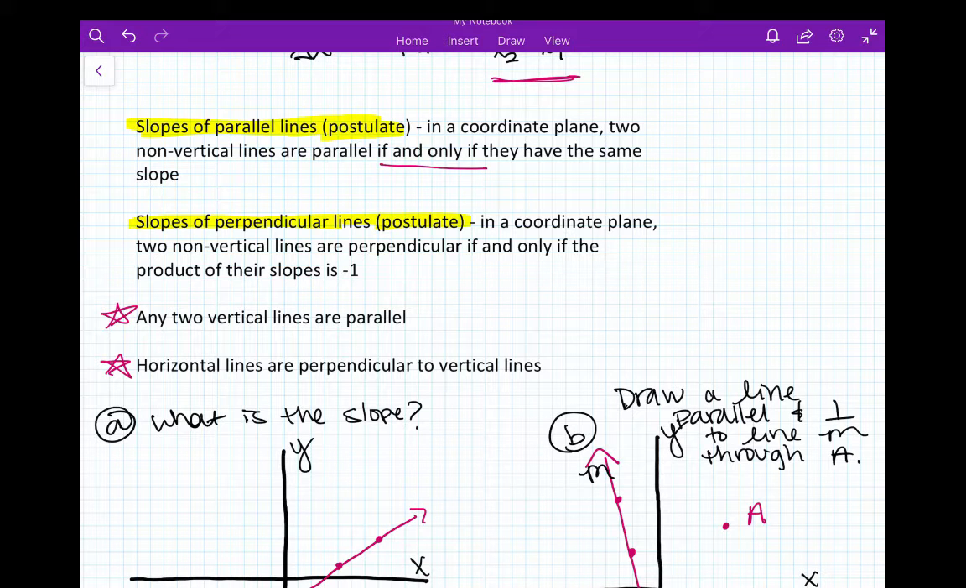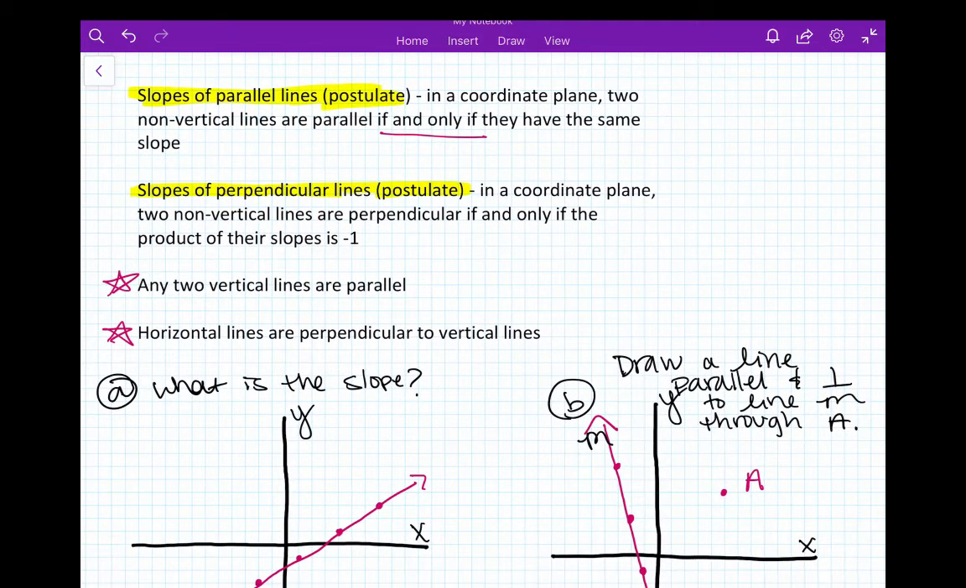So this means if two non-vertical lines are parallel, then they have the same slope. We can also say if two lines have the same slope, then they are parallel. It works both ways. And then for perpendicular, in a coordinate plane, two non-vertical lines are perpendicular if and only if the product of their slopes is -1.